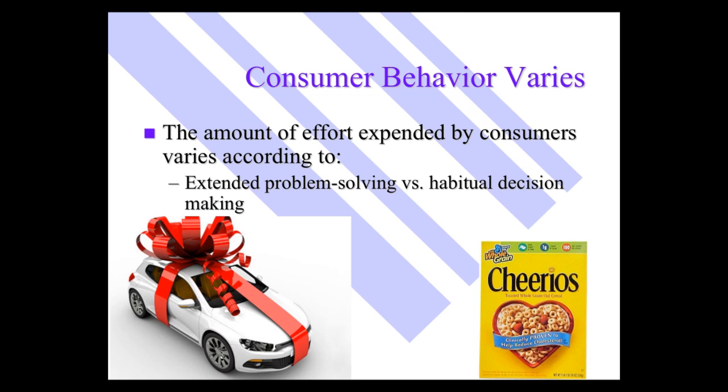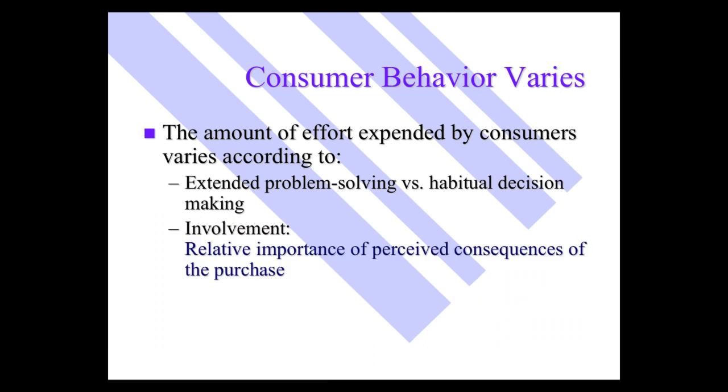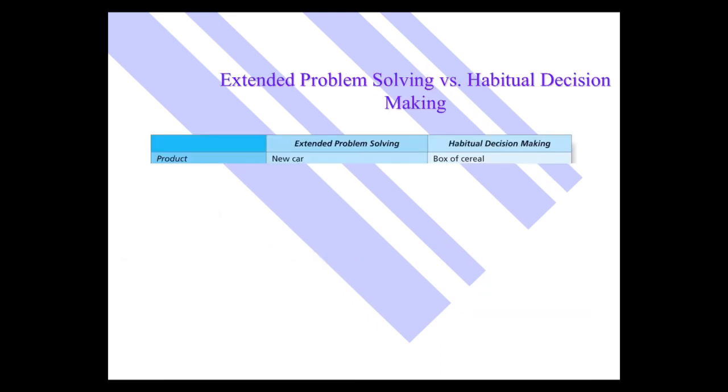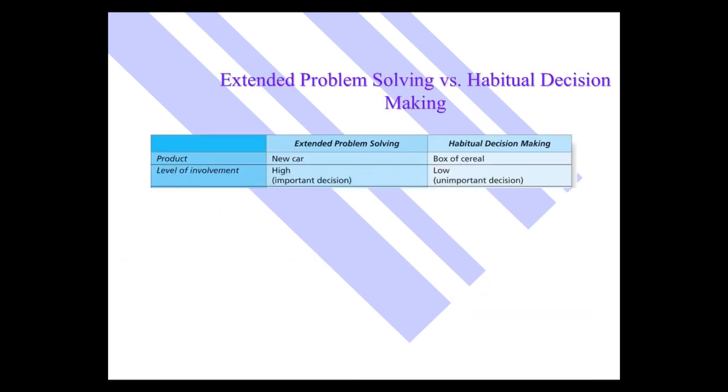Other ways that it varies is the level of involvement, the relative importance of the perceived consequences of the purchase, which of course is tied to perceived risk. The choice of the product has potentially negative consequences. For example, that car versus box of cereal decision. The level of involvement is obviously very high for the car. That's a very important decision. Low for the box of cereal. That's an unimportant decision. The perceived risk for the car is very high. It's an expensive, complex product. For the box of cereal, it's low. It's a simple, low-cost product.